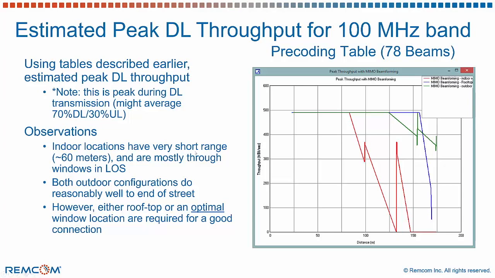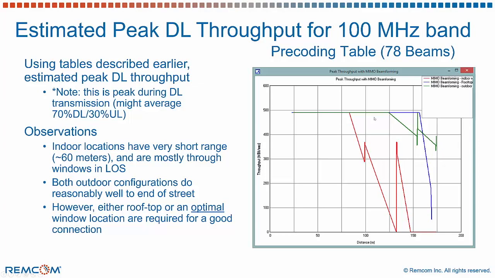Next, we estimated the peak downlink throughput for our 100 megahertz component carrier band. This is using our pre-coding table again with the 78 beams. So in this case, we again see that corresponding to that rapid drop in signal-to-noise ratio, we see a very similar drop, of course, in the throughput. So out beyond about 100 meters, the interior systems are not able to get very much throughput at all.